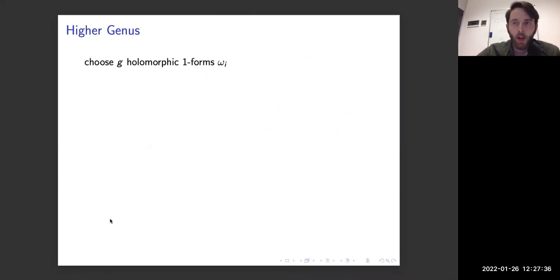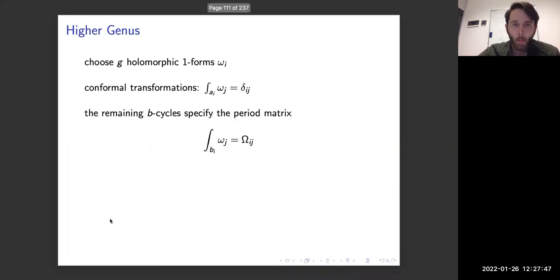Genus g surfaces will have g independent holomorphic 1-forms. And then the conformal transformation can be used to normalize the integrals along the A cycles to be 1. And then the remaining integrals specify the period matrix of the surface, which has the property that it's symmetric and its imaginary part is positive definite.